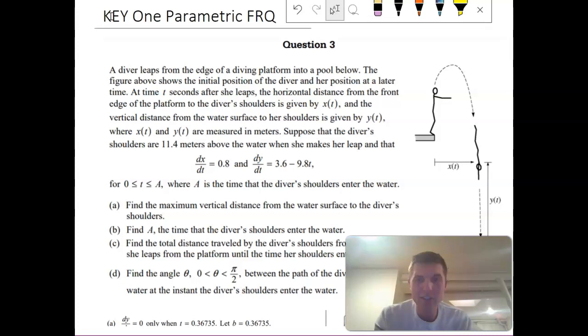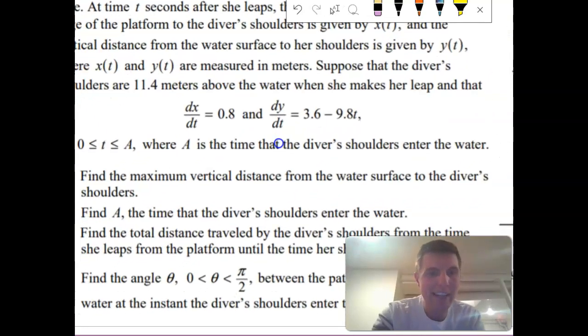This question is just so great because it's talking about such a perfect real life scenario, but it's involving all of our parametric concepts that we've learned so far. So let's go through each part, and I just want to talk about what it is even asking us.